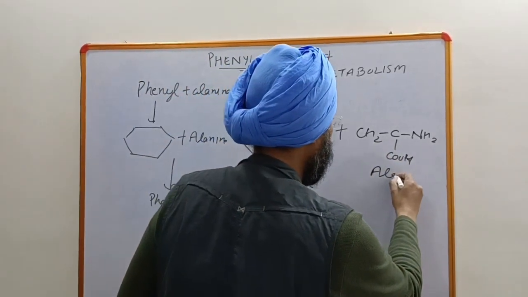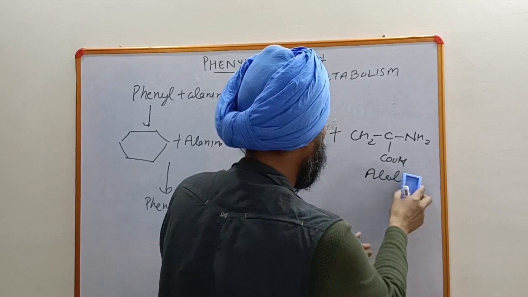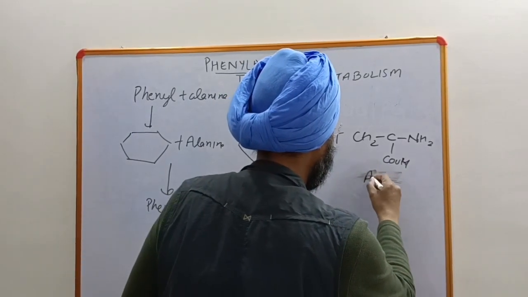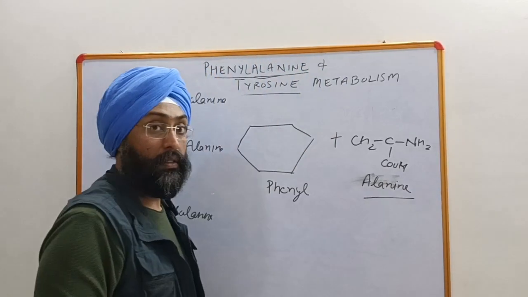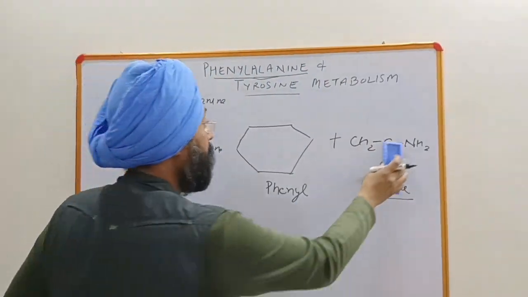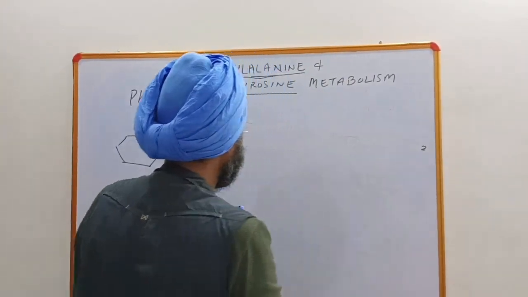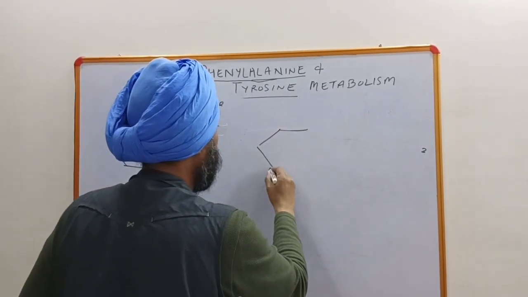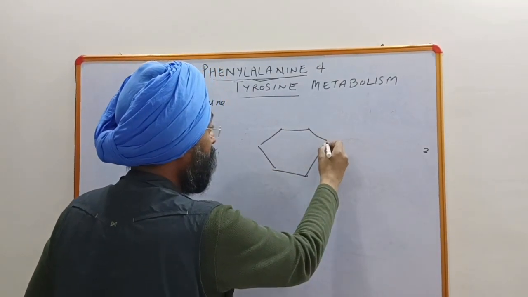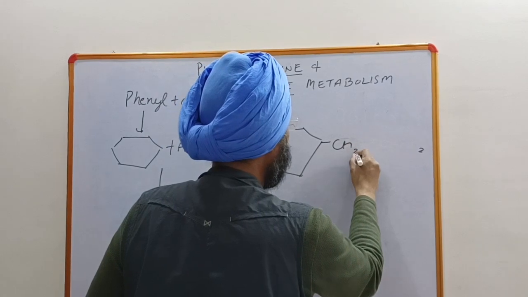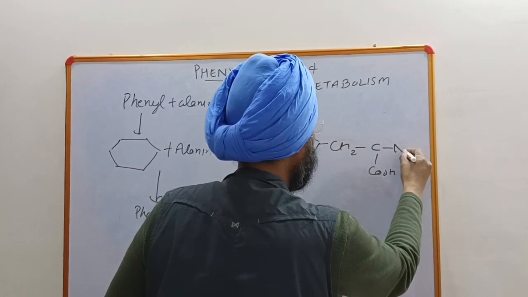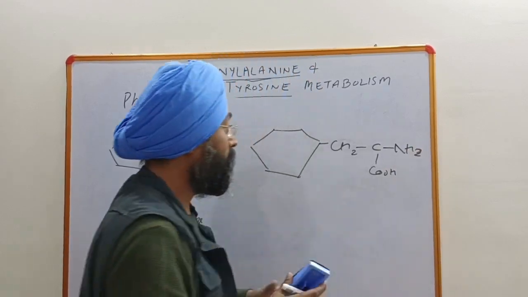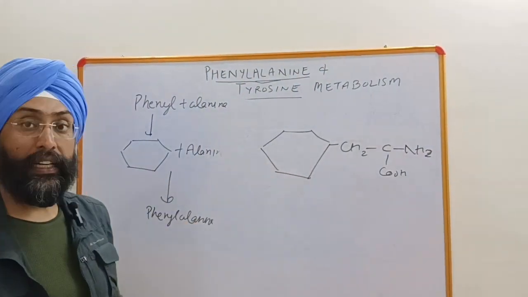So I will write. Now I will make the ring proper. So this is the phenyl ring, and now I'm attaching alanine. So this is the structure of phenylalanine, right?